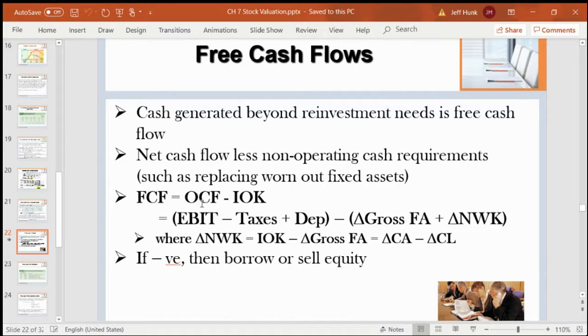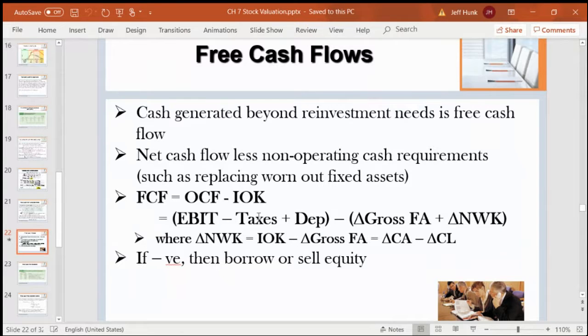Okay. But isn't operating cash flow similar to operating profit or operating income? No, slightly different. Why is it not the same? First of all, this is the operating income, isn't it? EBIT is another name for operating income. So how is it different from operating cash flow? It is different by as much as this minus taxes and plus depreciation.